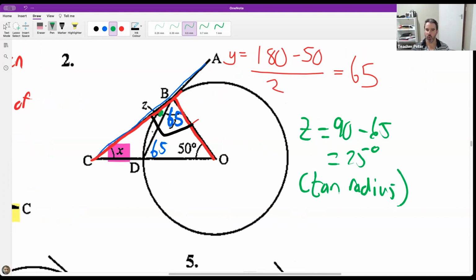Okay, so we're almost there. Last one for this question. What is the size of angle X going to be?